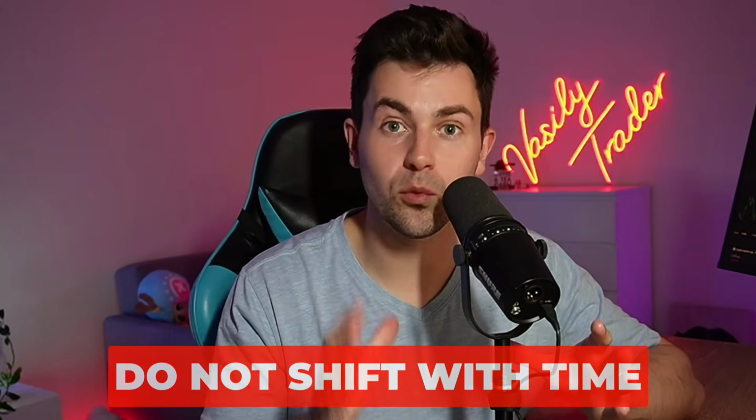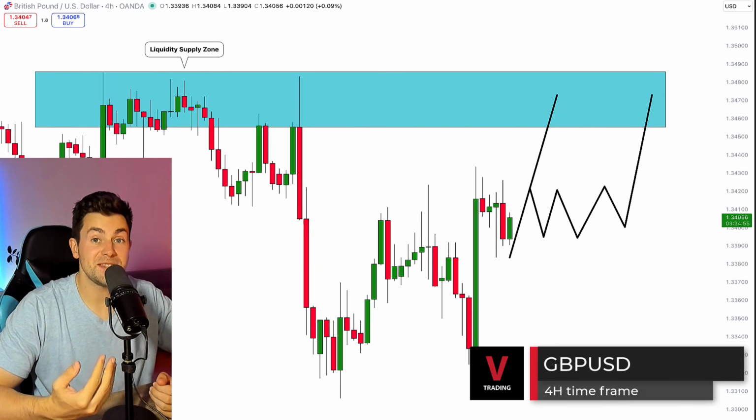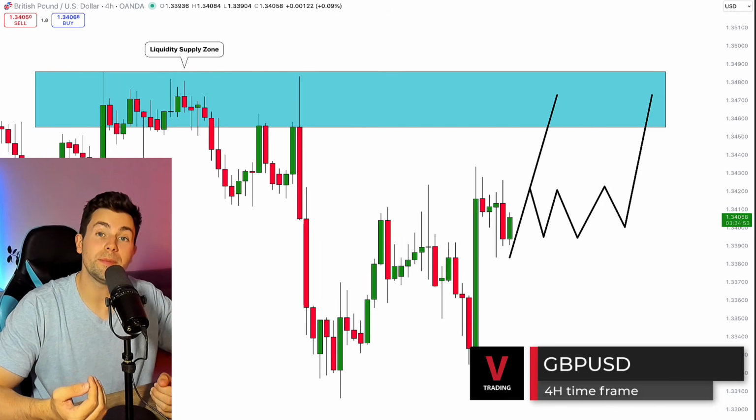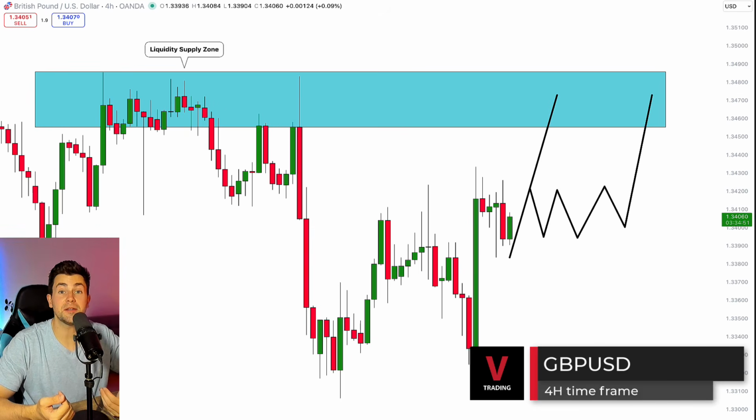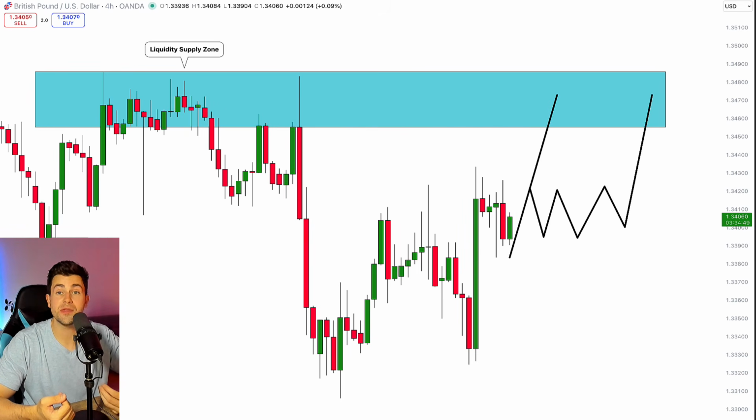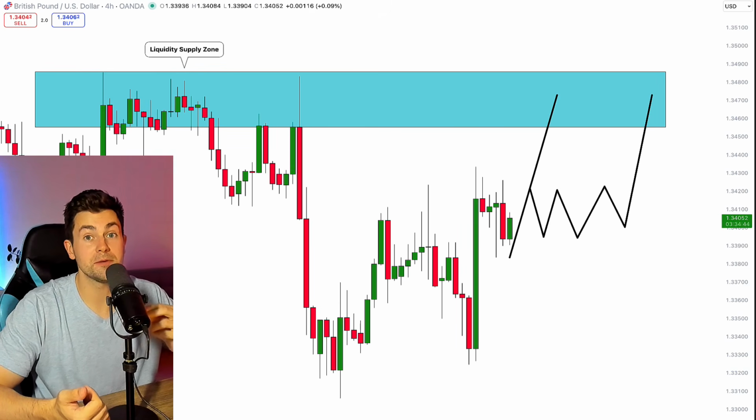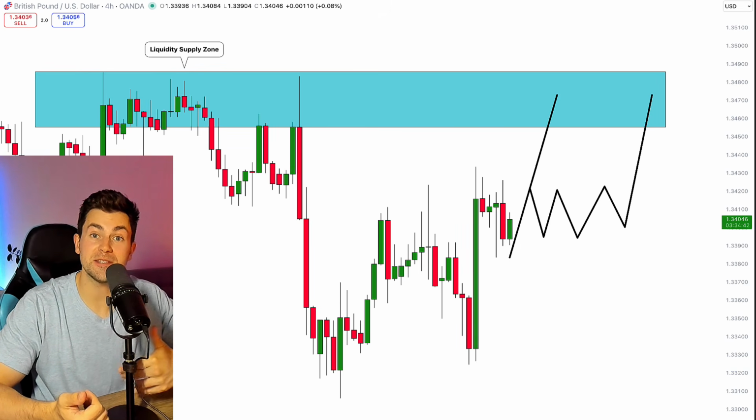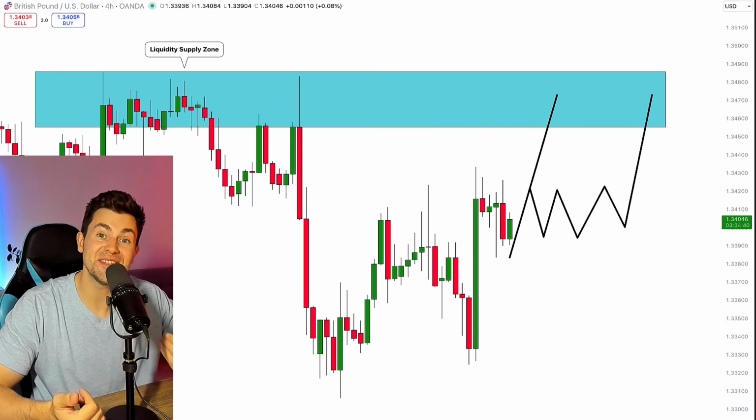Let's start by discussing static liquidity zones. Static liquidity zones are liquidity clusters that do not shift with time. Once they are identified on a price chart, they remain fixed no matter when the price returns to them. That's an example of a static liquidity supply zone on a pound-dollar pair. As you can see, it is a horizontal structure cluster that accumulates selling orders. We call it static because whenever the price tests it, it remains at the same levels.